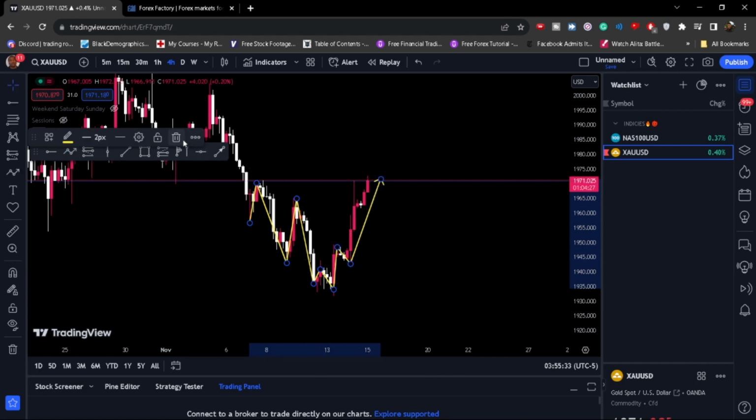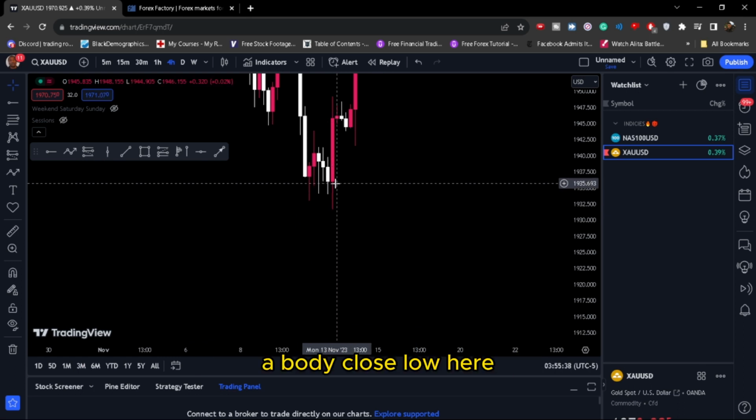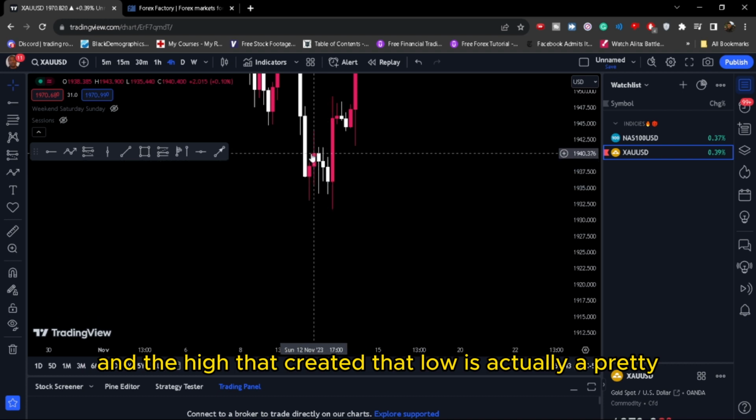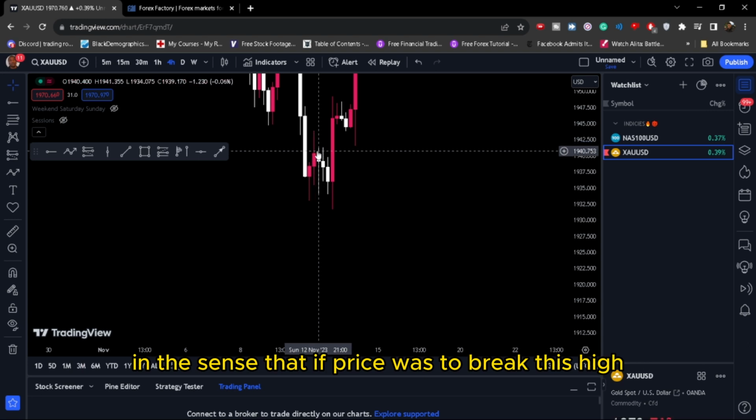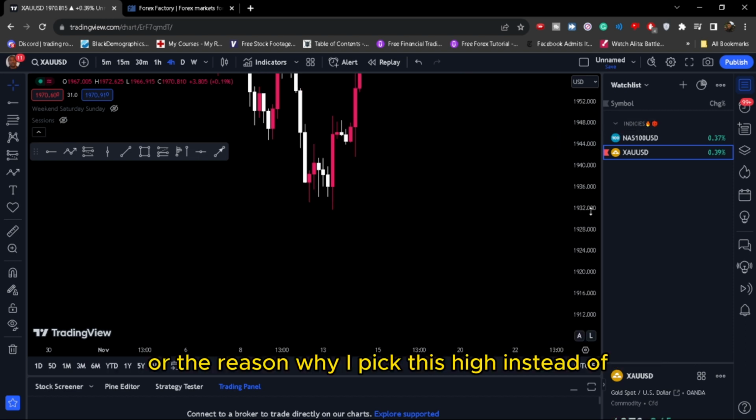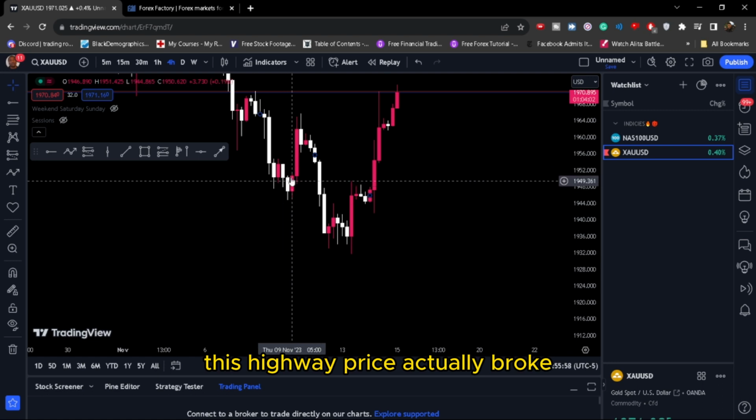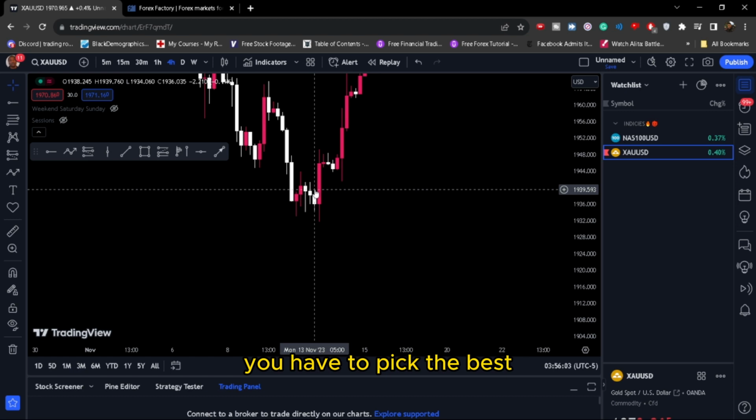Why did it buy up? It's very simple, guys. Price ended up creating a low here, a body close low here. And the high that created that low is actually a pretty valid high, right? In the sense that if price was to break this high, then I would assume that gold has changed trend. The reason why I pick this high instead of, for example, this high where price actually broke but then it still sold was because, guys, you have to pick the best high, or the most realistic high for you to pick from.